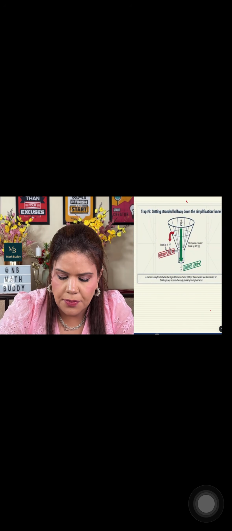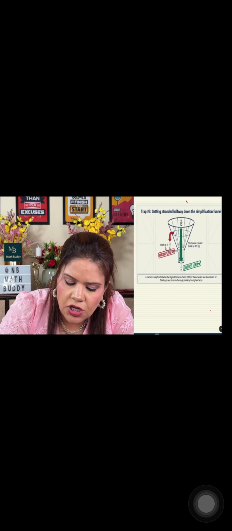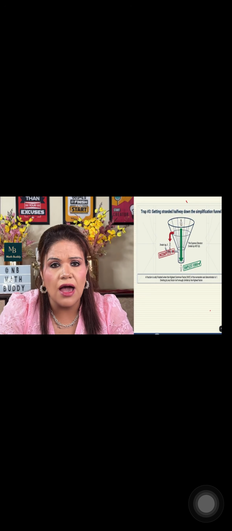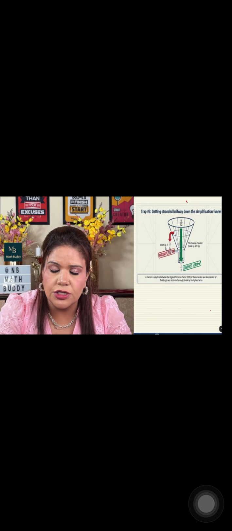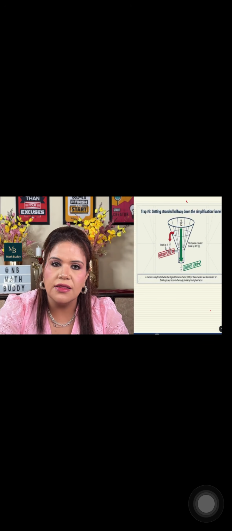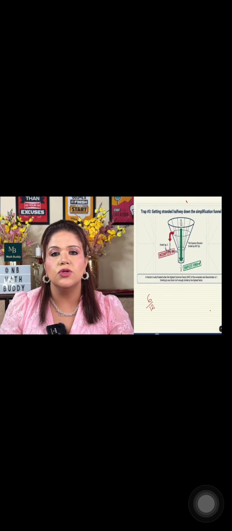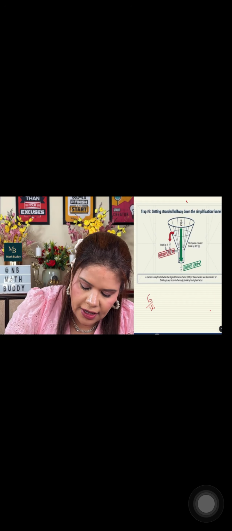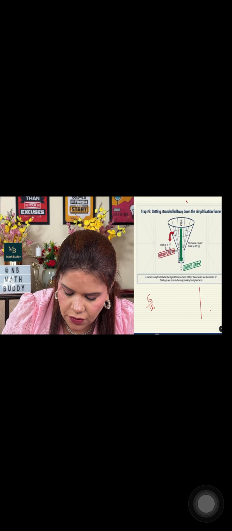The third trap which students make, they don't simplify the fractions, especially when they are asking in the question to find the answer in the simplest form. Now if I take 6 and 12, I am going to give you one trick. You won't show that here, you will do that in rough work.